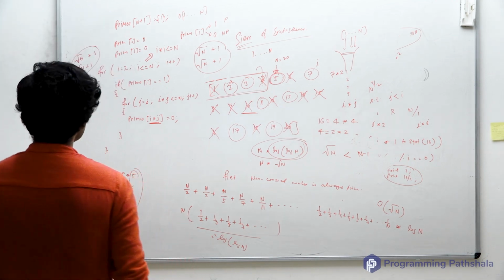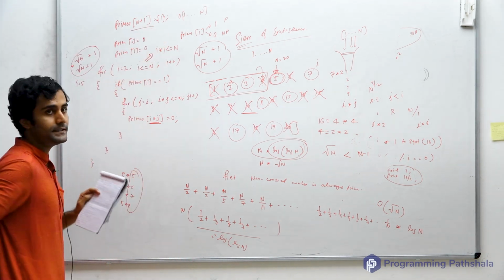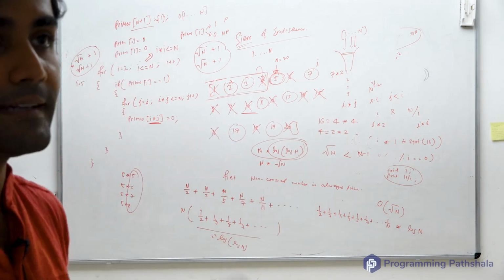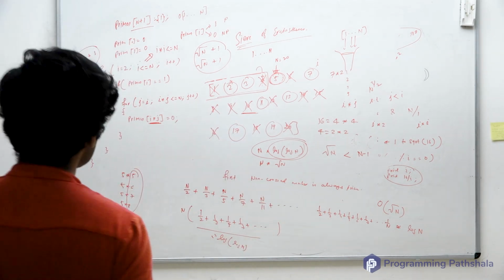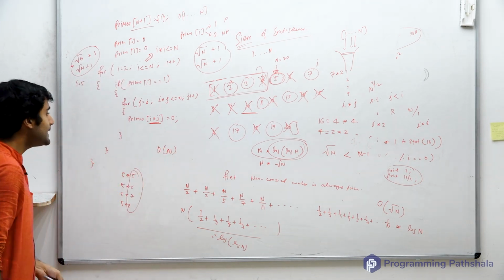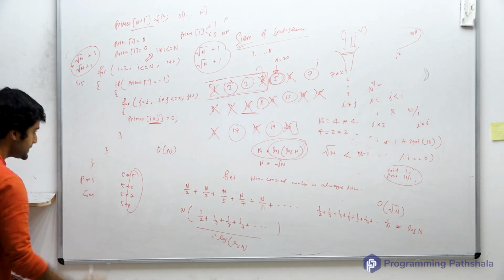Now let us talk about, so the time complexity is okay. What is the space complexity? Is there some extra space that we use over here? Yes, and what is that extra space complexity? That is order of n. Okay, now let us talk about pros and cons. Pros and cons of this algorithm.